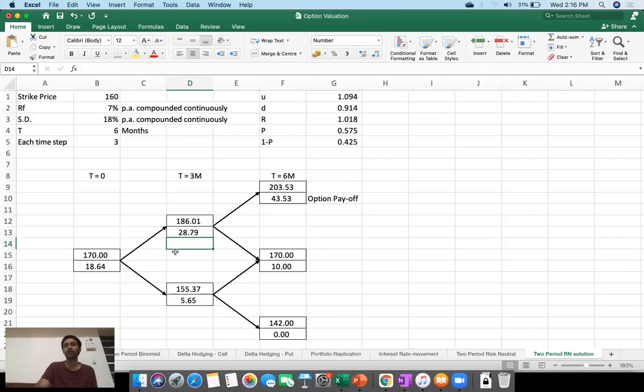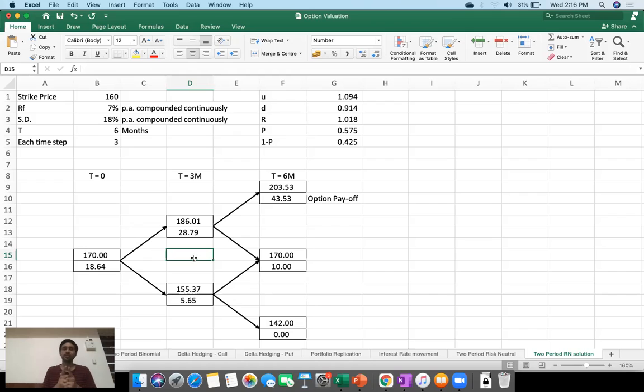Remember, this is the value of the option. This is not the payoff of the option because payoff is only at maturity. So this is the value of the option. Then we calculated the expected value of the call option at t equal to 3. We then discounted that expected value to today's terms using the risk-free rate.